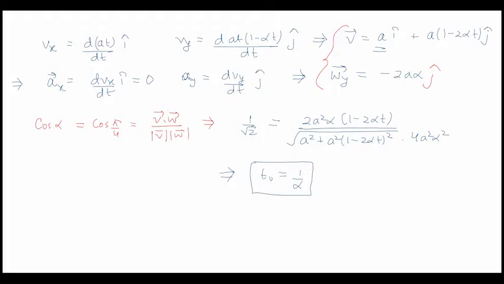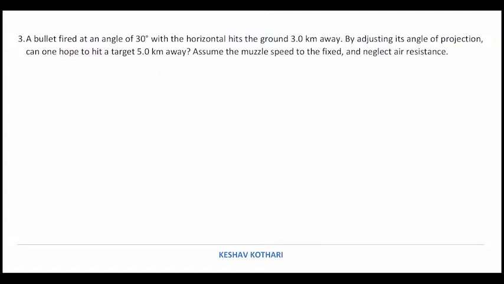So let us move to the next question. A bullet is fired at an angle of 30 degrees with the horizontal and hits the ground 3 kilometers away. By adjusting its angle of projection, can one hope to hit a target 5 km away? Assume the muzzle speed to be fixed and neglect air resistance.